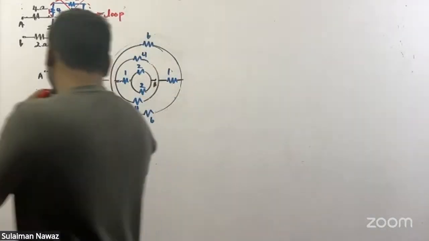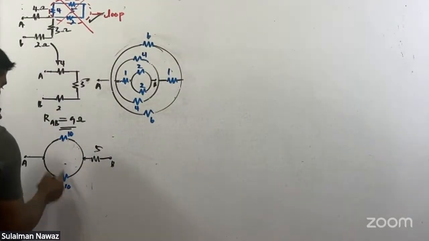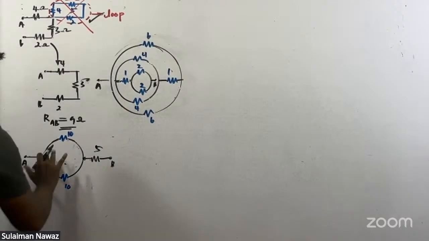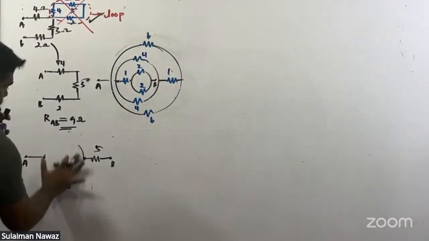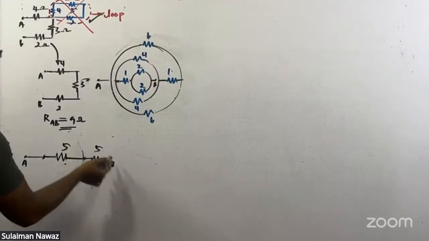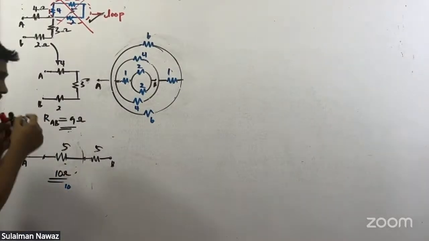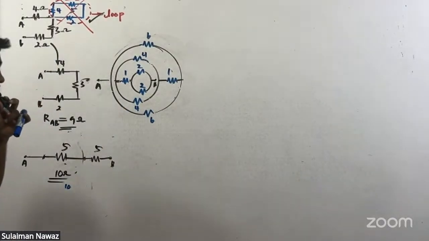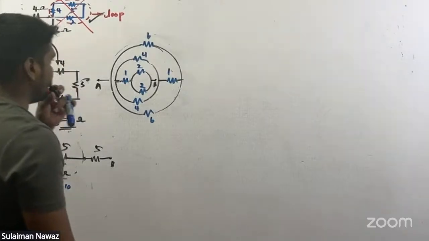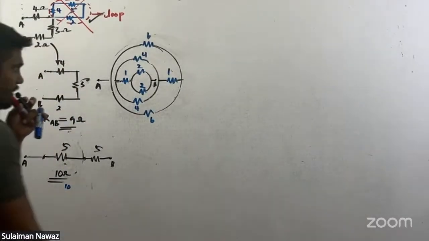Now these two are parallel. Between these two points, 10 parallel 10, equivalent is 5. And now it's easy. Equivalent is 5, then 5 in series. This R is 10 ohms. Likewise, this one also, you follow the same story. In here, you don't get any loops. But see what you can do here.